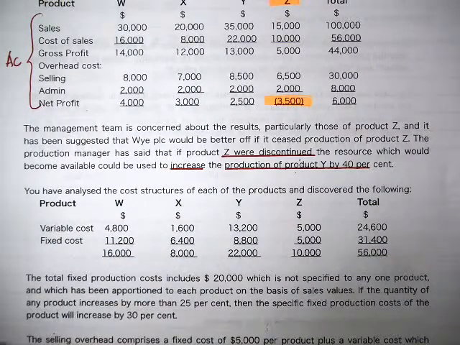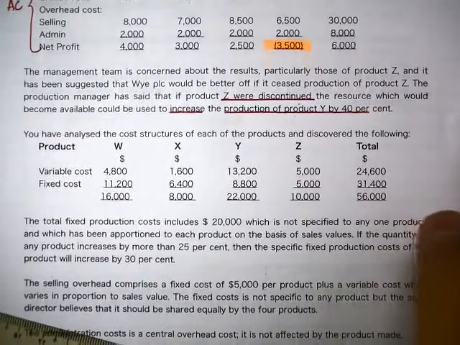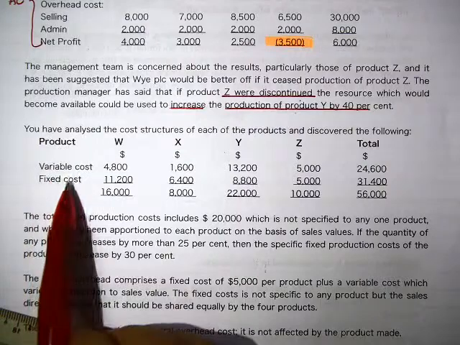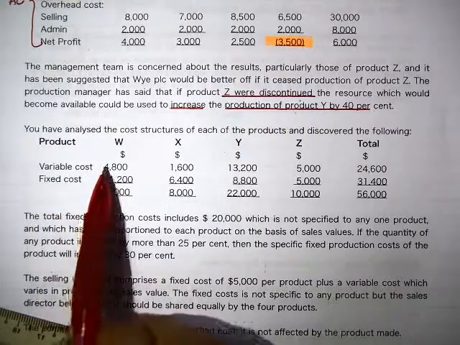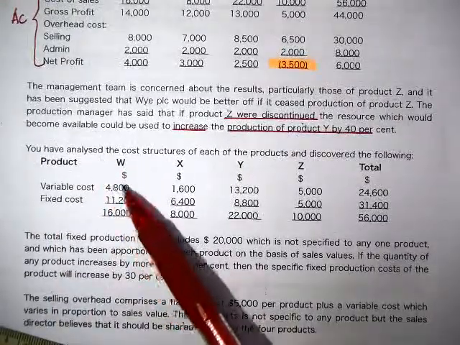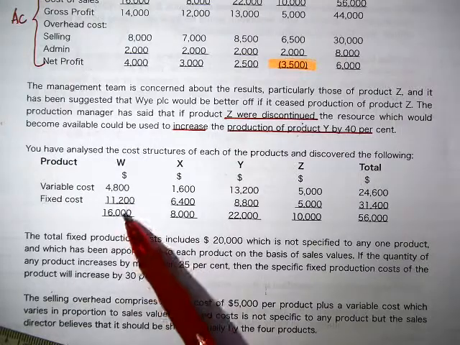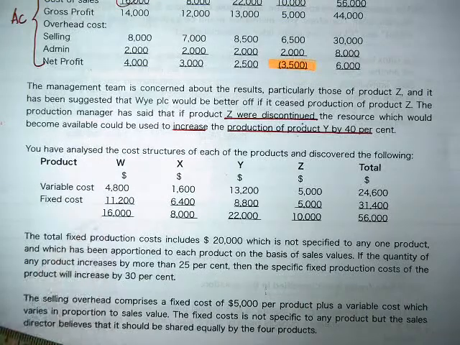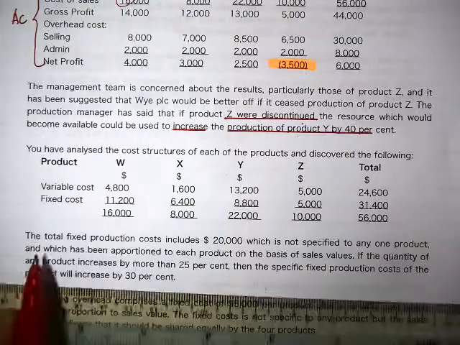That's the difference, okay? Okay, you have analyzed the cost structure for the products, and now you discovered that for W, X, Y, and Z, your variable and fixed costs are made up of these two amounts. Now, that's why you see 4, 8 plus 11, 2 is 16. This 16 is this 16 now. See that? So they are giving you the breakdown. And the breakdown is important so you can present your answer in marginal costing. Okay?